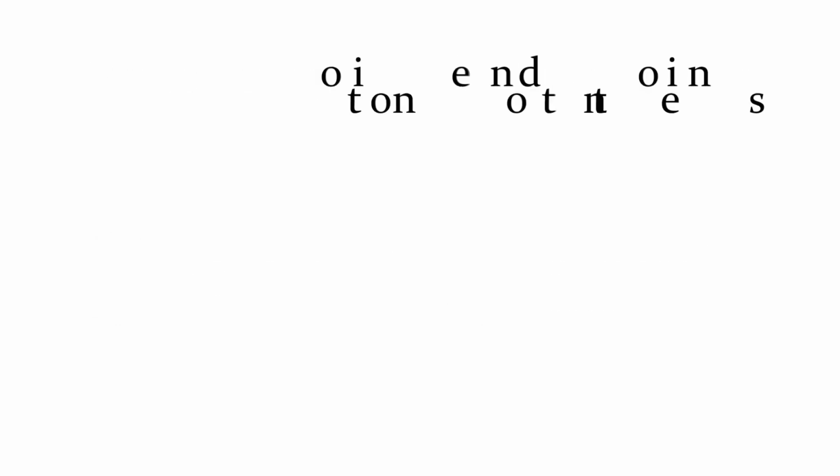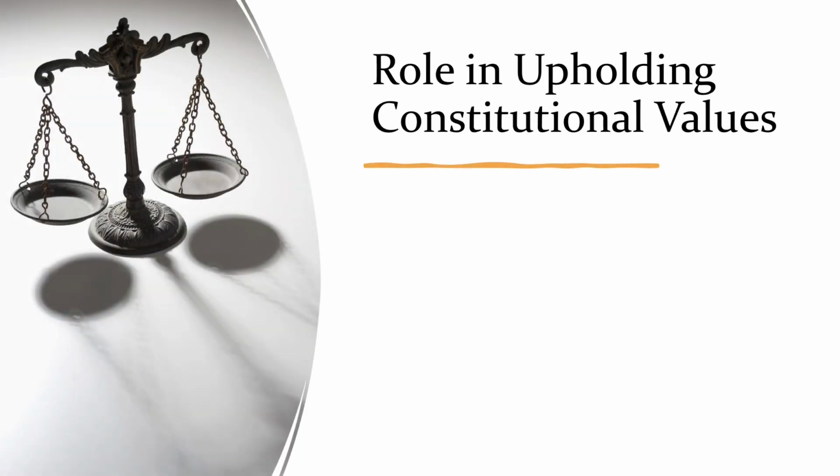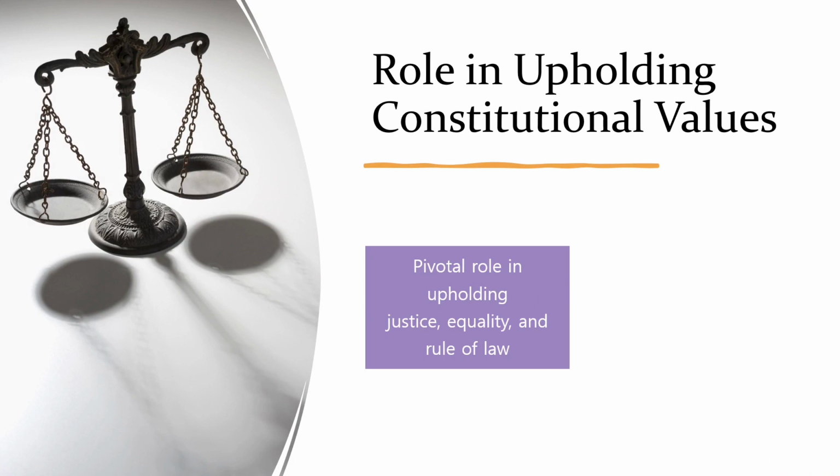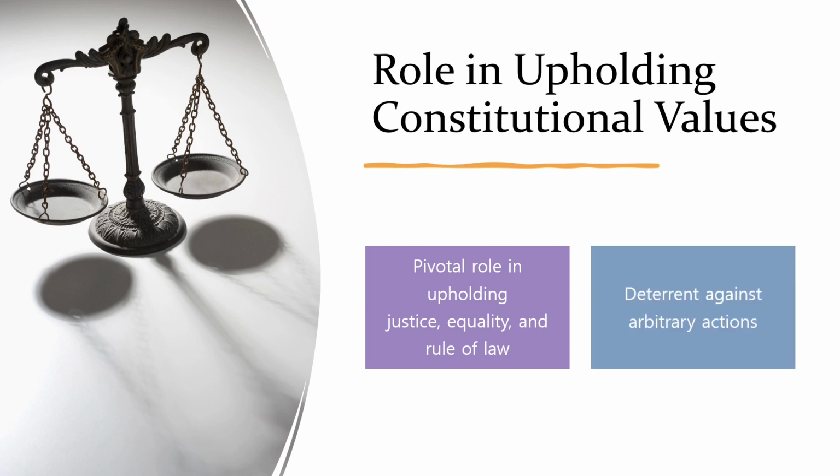Role in upholding constitutional values. Article 226 plays a pivotal role in upholding the constitutional values enshrined in the Indian Constitution. By providing a mechanism for enforcing fundamental rights and rectifying legal wrongs, it safeguards the principles of justice, equality, and the rule of law. The writ jurisdiction under Article 226 acts as a deterrent against arbitrary actions and ensures that power is exercised within the confines of the Constitution.